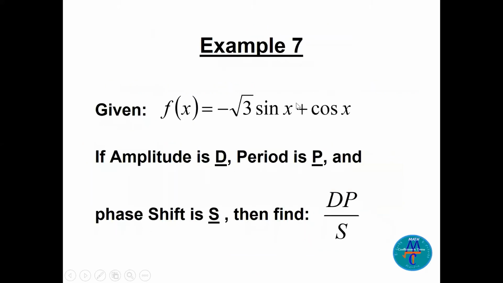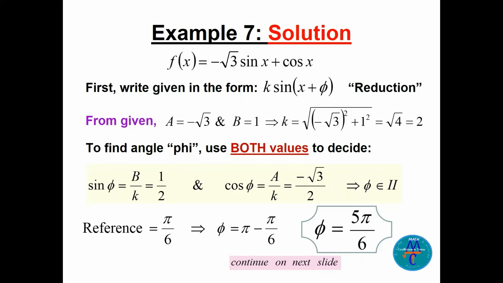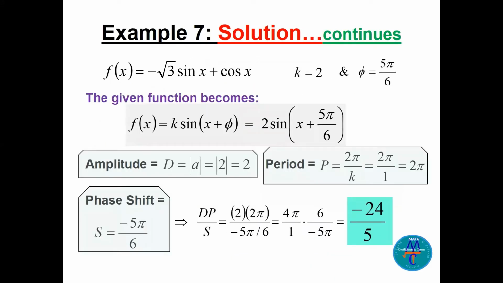Now remember, what do we need? We need to find the amplitude, the period, and the phase shift. Let's continue here. So k is 2, we found it. Phi is 5 pi over 6. Let's write the function: 2 sine of x plus 5 pi over 6. The amplitude, remember from lecture 15, is the absolute value of the a, the coefficient of the sine, absolute value of 2, which is 2.